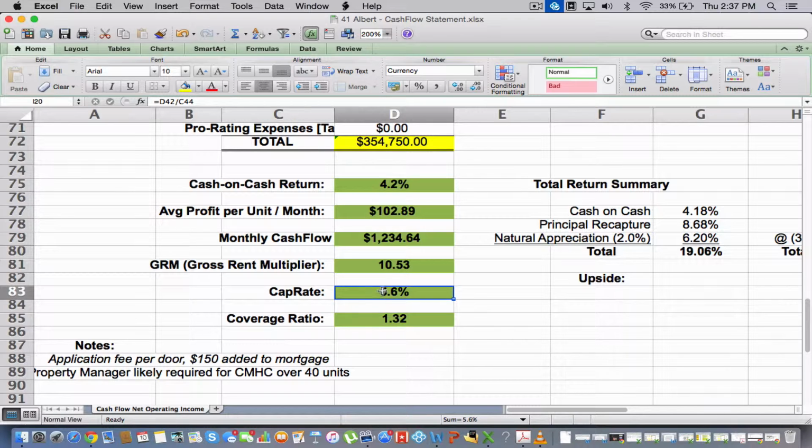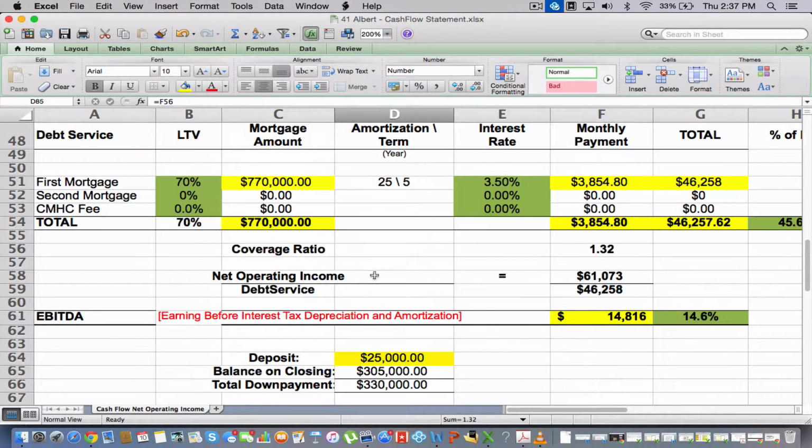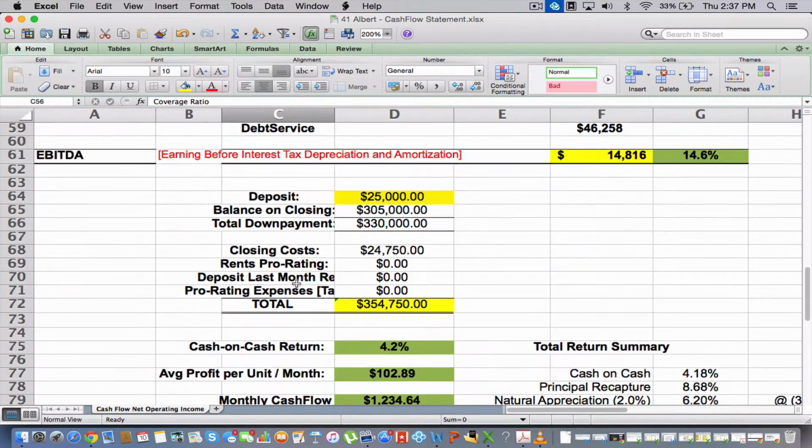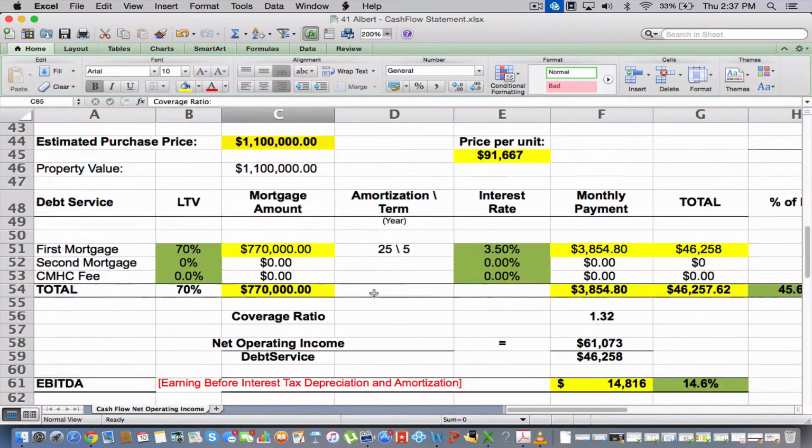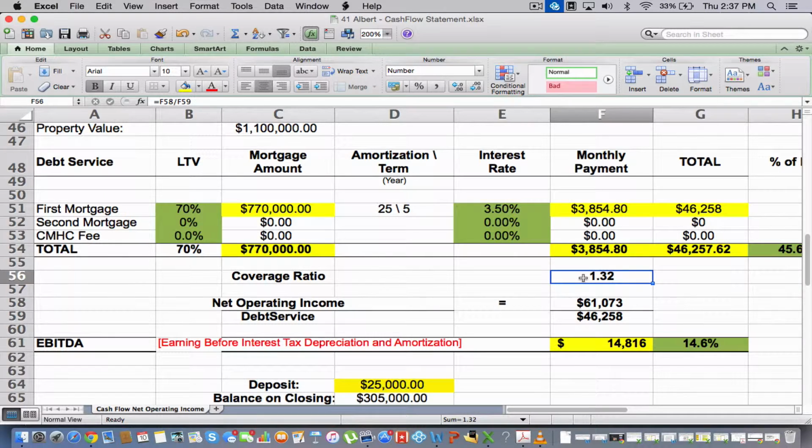Okay, and I'll skip this for a second and jump to coverage ratio. I know coverage ratio was also here, and I skipped it on purpose so we could talk about that here. So coverage ratio essentially is this number as a ratio over this number. So your net operating income as a ratio over the debt service. Another way to say that is the net operating income is 32% higher than the debt service.